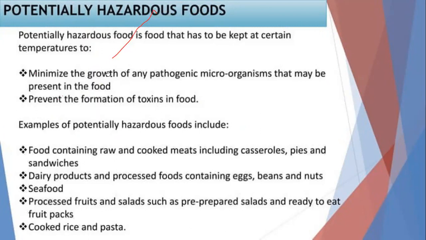So you can see the potentially hazardous food that has to be kept at a certain temperature is to minimize the growth of any pathogenic microorganisms that are present in the food. It also prevents the formation of toxins in the food. Examples of potentially hazardous food include any type of dairy products and processed foods containing eggs, beans, nuts, seafood, and processed fruits and salads, such as pre-pressed salads, ready-to-eat fruit packs, and cooked rice and pasta as well.